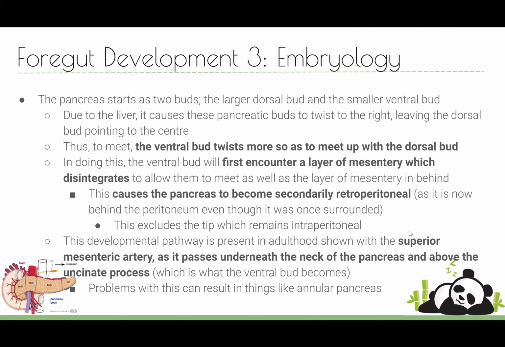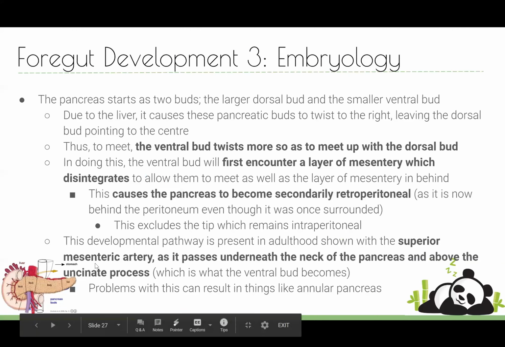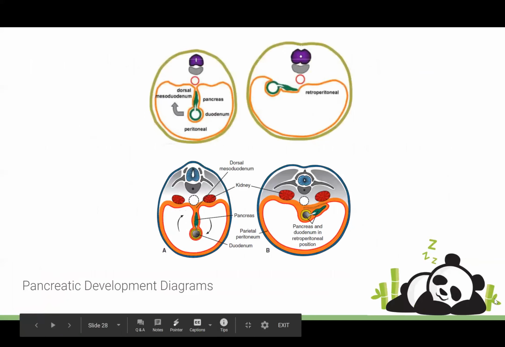This is shown by the superior mesenteric artery, the SMA, passing underneath the neck of the pancreas, but above the uncinate process, which is where the ventral bud ends up becoming. Problems with this can cause things such as the annular pancreas, which is where the pancreas wraps around the duodenum and constricts it. Beyond that, nothing too interesting there.